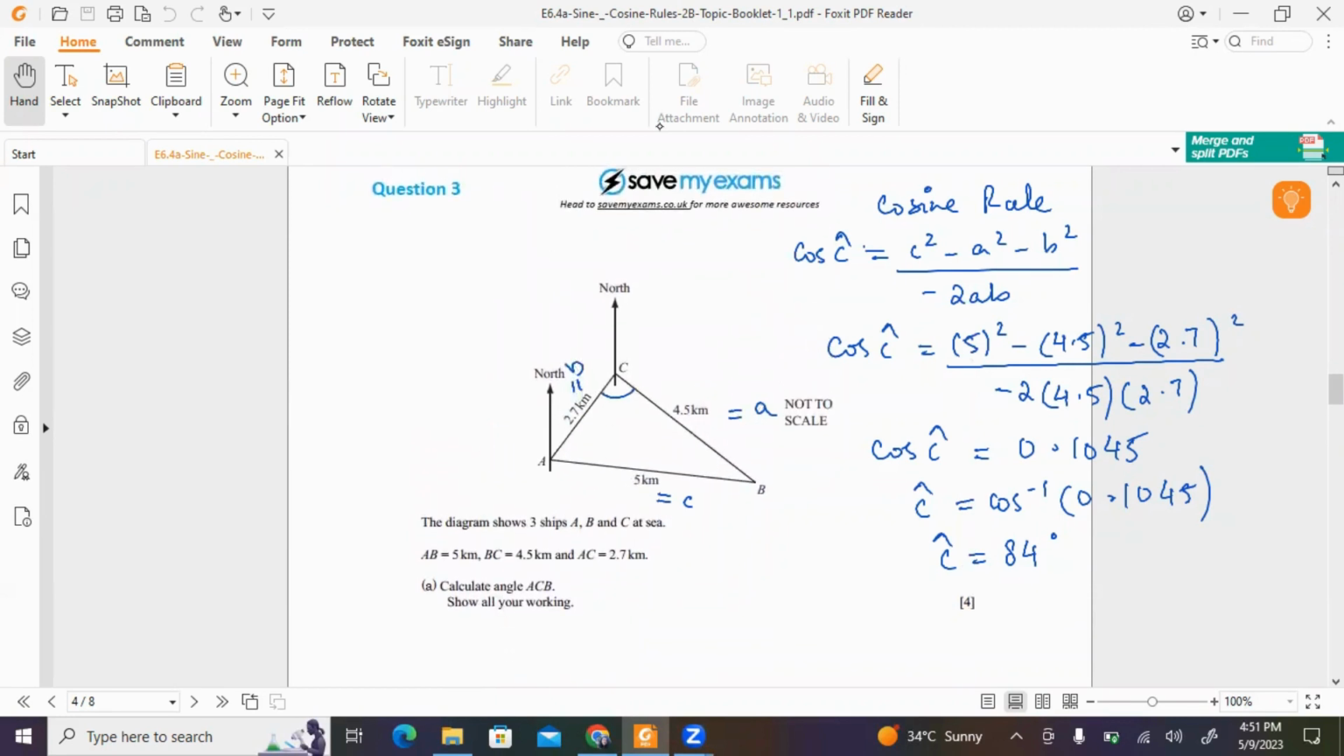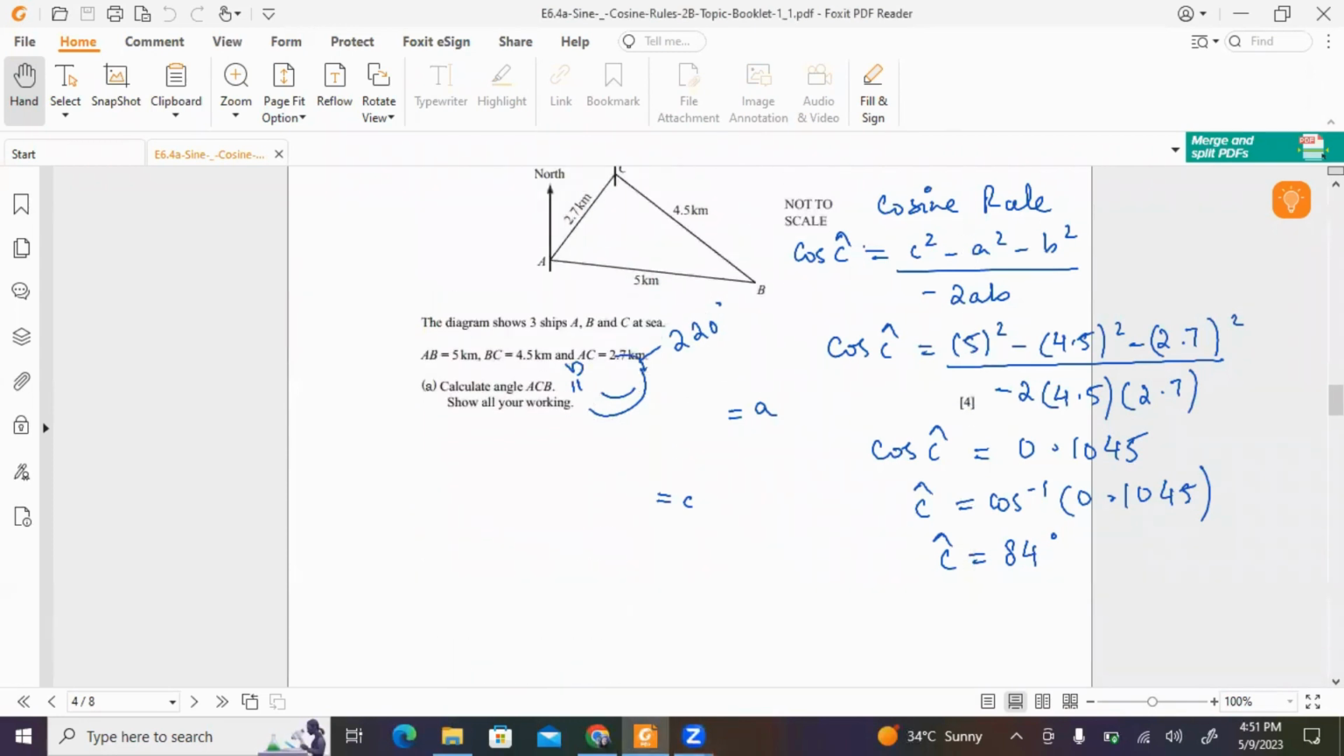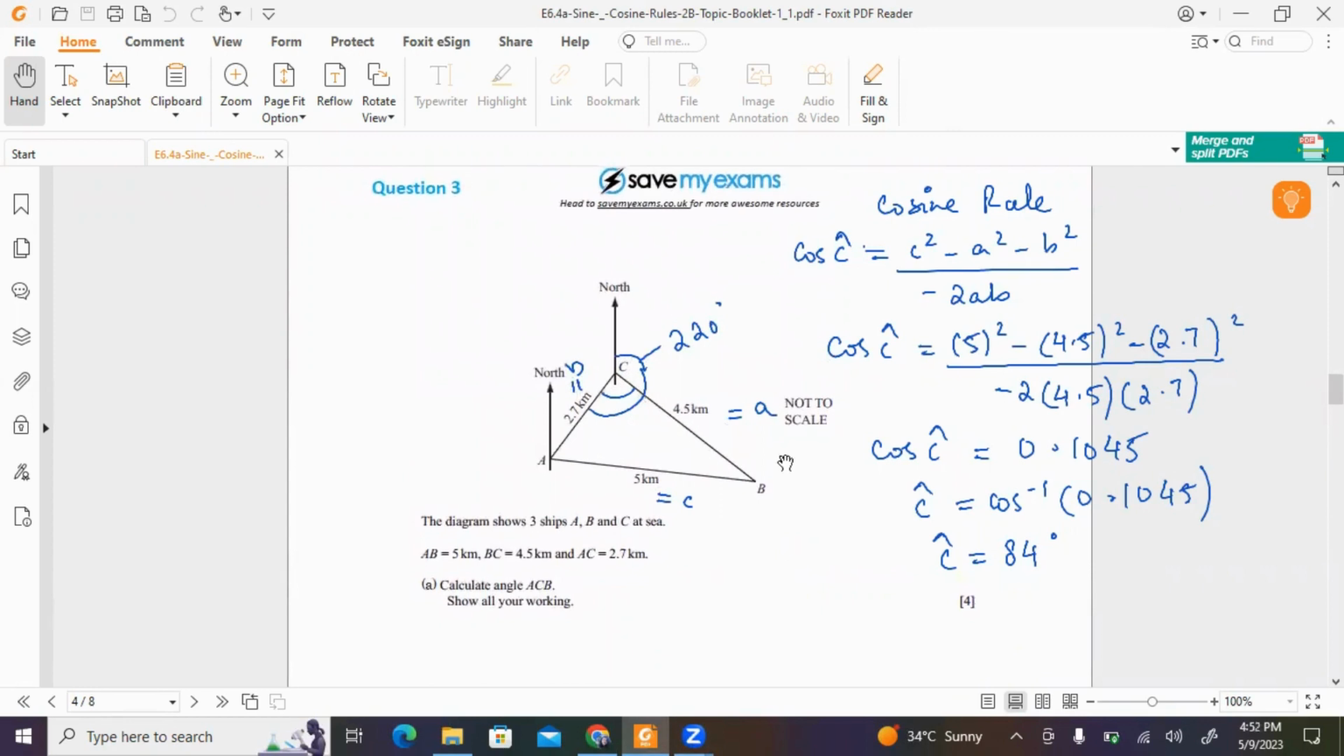So A from C is 220. Calculate the bearing of B from C. So we draw our compass at C, and we know that this angle over here is 84.